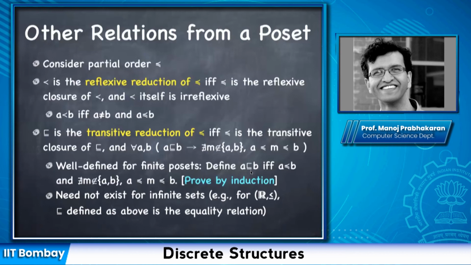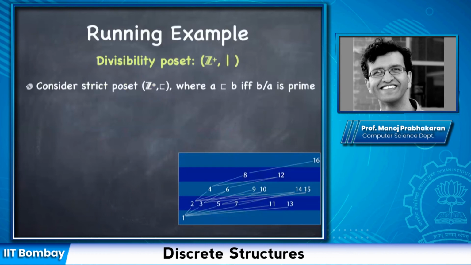Okay, so transitive reduction is something that's well defined for finite posets and may or may not be well defined for infinite posets. So let me give an example. Let's go back to our divisibility poset as the running example. Now this is an infinite poset, but it so happens that here we will have both a transitive reduction and a reflexive reduction. So reflexive reduction is simple enough. Just consider that no element is related to itself.